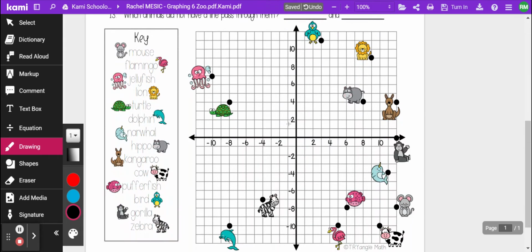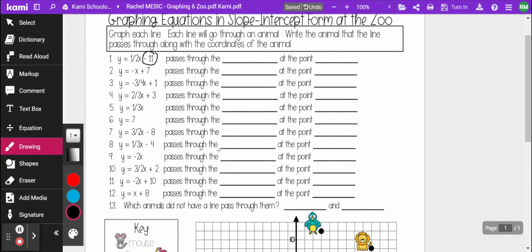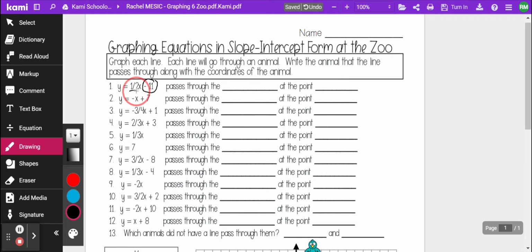So on the y-axis, which is the line that goes up and down like a yo-yo, we are going to put a point at -11. Okay, so make sure your point is along that solid black line. Then our slope is 1/2. Slope is rise over run. So you have to go up or down first, and then you always run to the right.